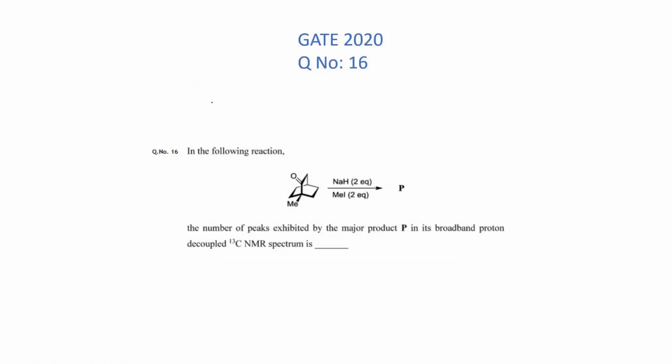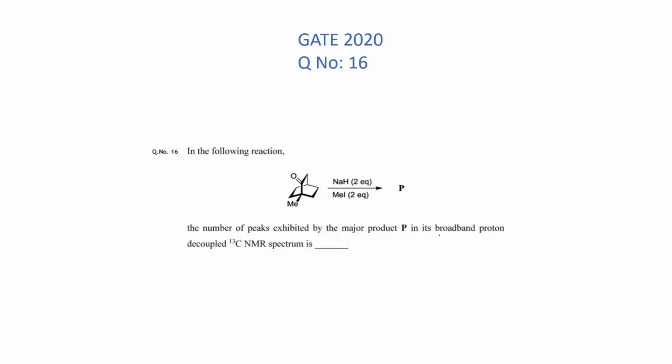Hi everyone. Today we discuss one GATE question from GATE 2020, question number 16. In the following reaction, this is the substrate. We are using two equivalents of sodium hydride and two equivalents of methyl iodide, and we get one product P. The question is the number of peaks exhibited by the major product P in its broadband proton decoupled 13C spectrum.